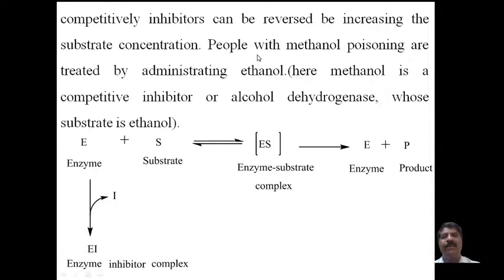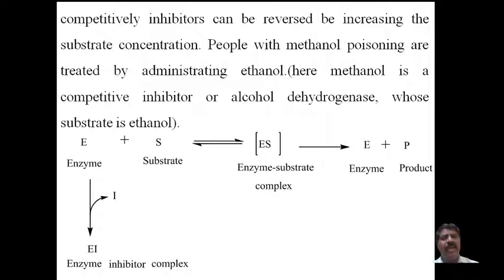People with methanol poisoning are treated by administering ethanol. Now here, pure ethanol is fit for drinking purpose. You add water to make it dilute, and they take it as a beverage. Beverage means it is for drinking purpose. Drinks have alcohol, ethanol, at 100%, and by diluting it, it becomes fit for drinking.